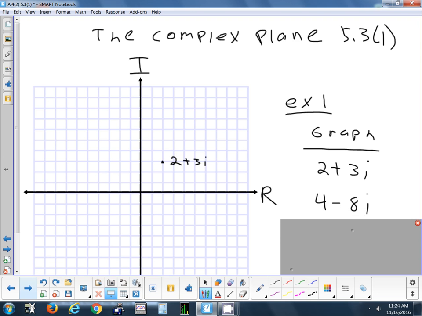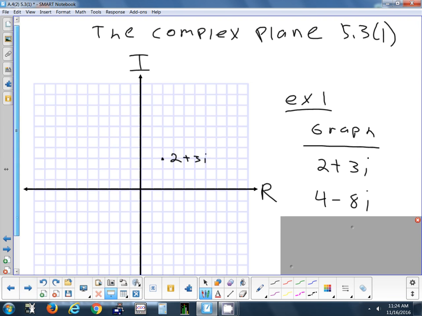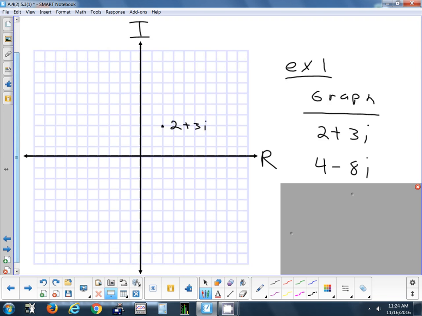How about 4 minus 8i? How would I graph that one? Go which way? Right 4. Right 4. All right. Down 8. Down 8. Yep. So that's 4 minus 8i. How about negative 8? Left how many? 8. Yeah, left 8. What's the imaginary part? 0. It's like negative 8 plus 0i. Okay, you don't go up and down.